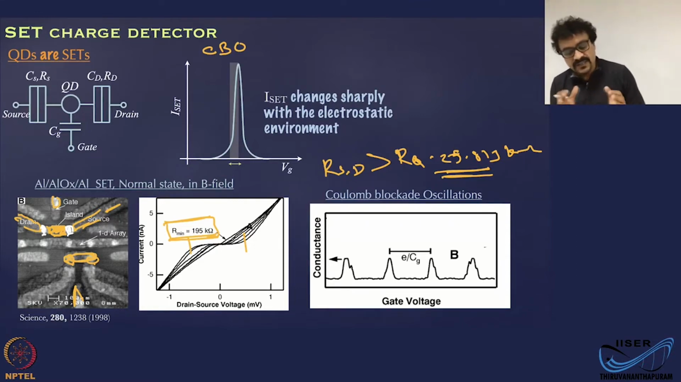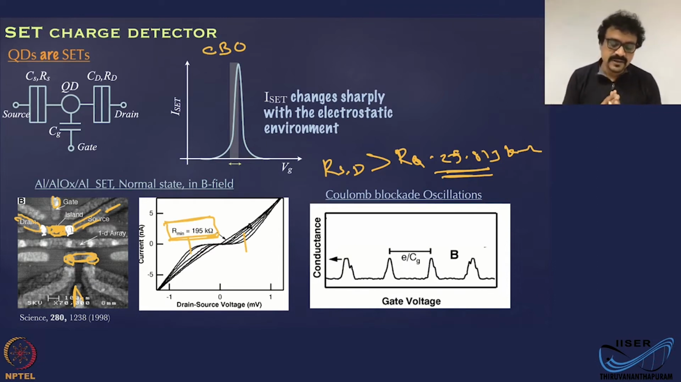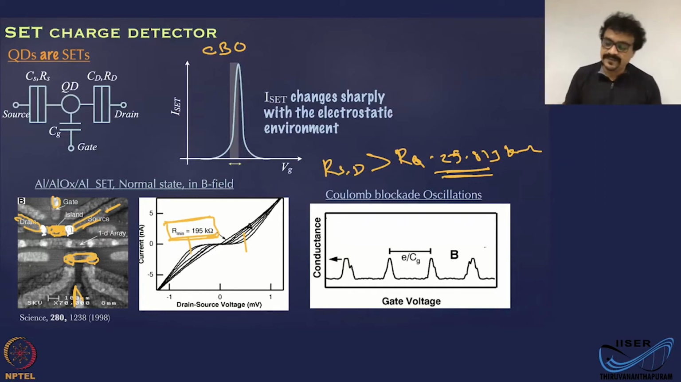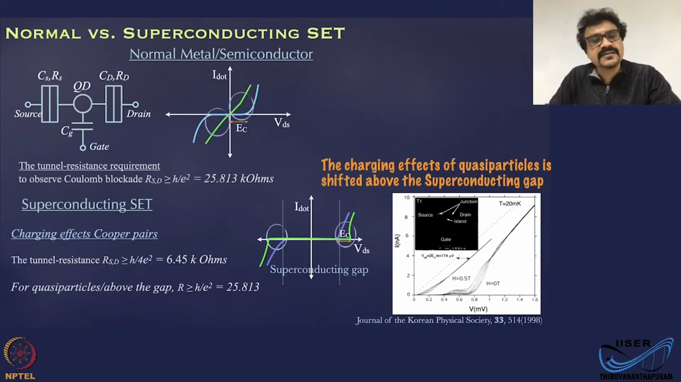Okay, this is the situation for a normal state single electron transistor, and the point here is the sharp change in the conductance through the device as a function of very small change in the electric field or the potential in the vicinity of the device is utilized for detecting the charge motion. Okay. Now let's discuss the case of a superconducting single electron transistor.